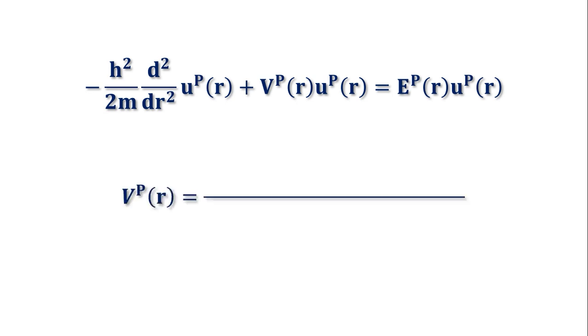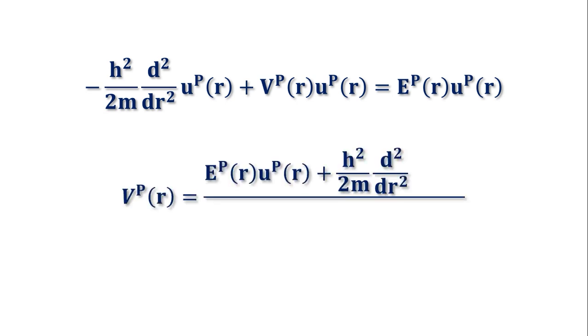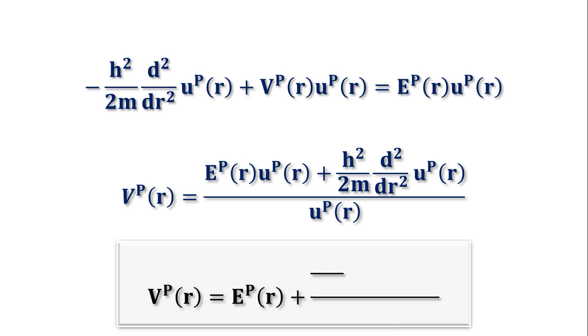Or we can also say B_P of r equals to E_P of r U_P of r plus h square by twice m d square dr square U_P of r, whole divided by U_P of r. Or finally, B_P of r becomes simply E_P of r plus h square by twice m d square dr square U_P of r divided by U_P of r.